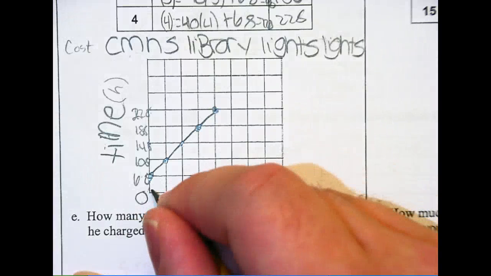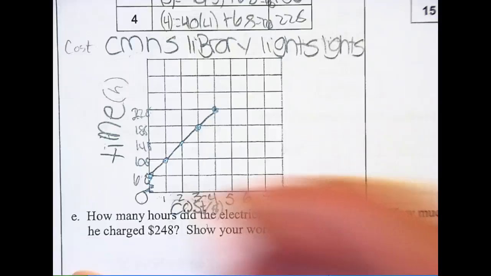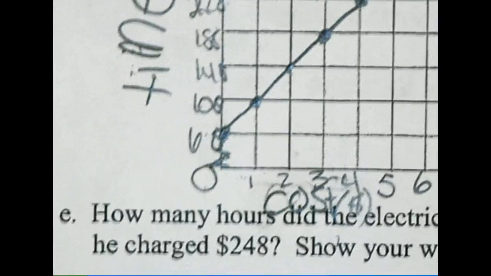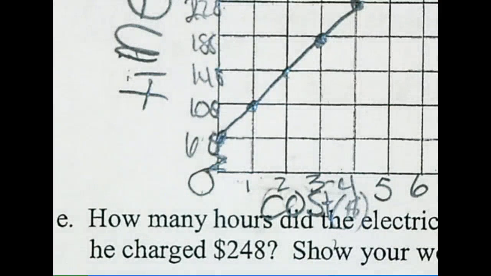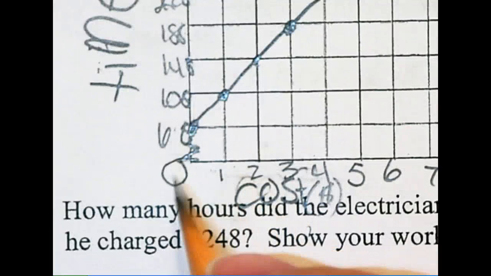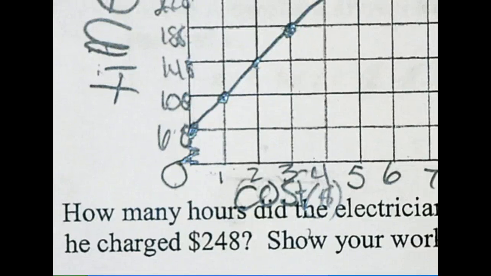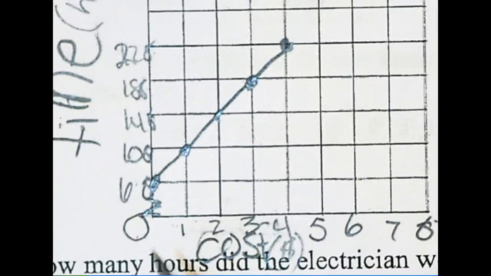Anyone ever see this? It's called a break in your graph. I'll zoom in so everyone can see that. Check it out. This is a break in your graph. All that means is you've left a little chunk of your graph out. Is that all right to do? Yep, that's all right to do.